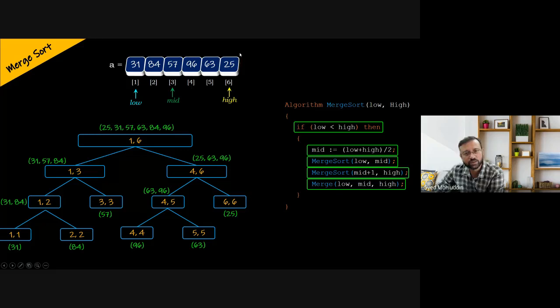Then 6, 6 is 25. Here we have 25. Merge them. Both are sorted subsets. Merge them to get a sorted set. 25, 63, 96. So at this place we have two sorted sets. So merge these two of them. We get the result as 25, 31, 57, 63, 84, and 96.